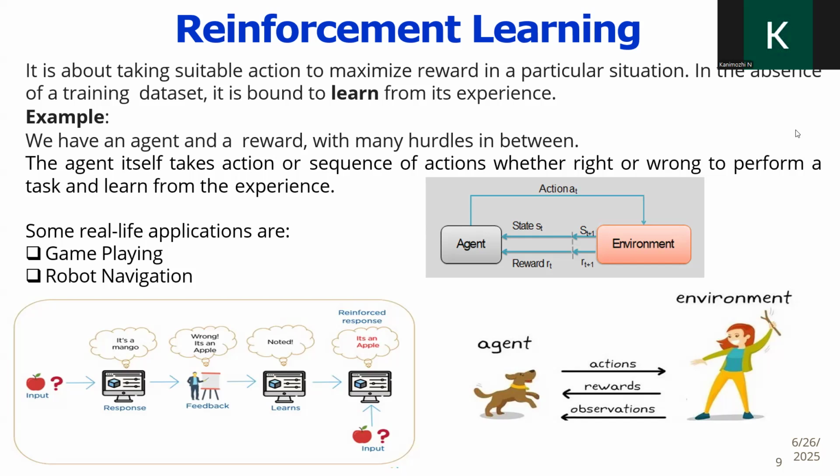Some real-world uses include game playing, like how AI plays chess or video games. We could see that, right? And robotics and even self-driving cars are some real-life applications where reinforcement learning is considered.